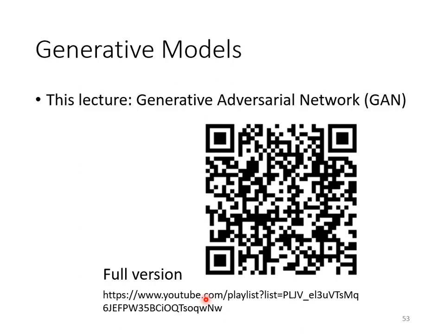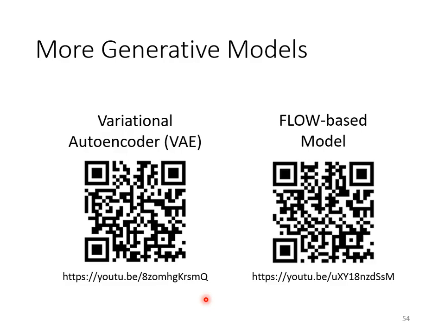Okay, today we only discuss parts of GAN. If you want to learn the full version, I leave a link here for your reference. Actually, generative models not only consist of GAN. There are more. For example, VAE. For example, flow-based model. I also list the links to the videos of those models here for your reference. I want to emphasize that the videos provided do not mean you have to watch these videos to be able to learn the next lectures.